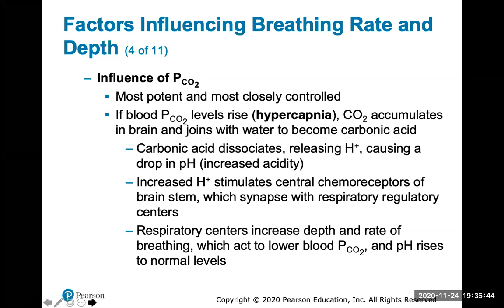The influence of carbon dioxide is probably the most potent and most closely controlled. If blood carbon dioxide levels rise, carbon dioxide will accumulate in your brain and join with water to become carbonic acid. This will release hydrogen ions, causing a drop in pH and increased acidity. This increased acidity and hydrogen ions will stimulate chemoreceptors of your brainstem, which will synapse with respiratory regulatory centers, and they will tell your respiratory centers to increase depth and rate of breathing, which will act to lower your blood carbon dioxide levels, and pH will eventually rise to normal.